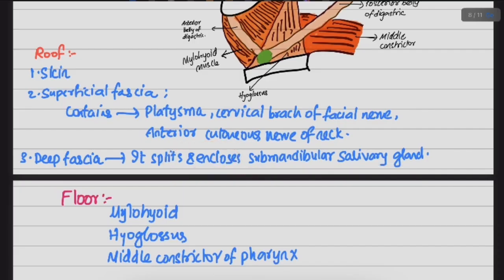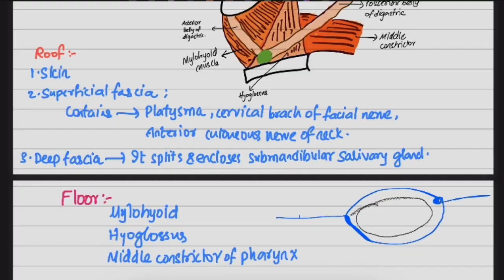Now what does this exactly mean? See, suppose if this is the submandibular gland, this fascia comes like this, it gets split and it encloses the submandibular salivary gland like this. So the deep fascia splits.